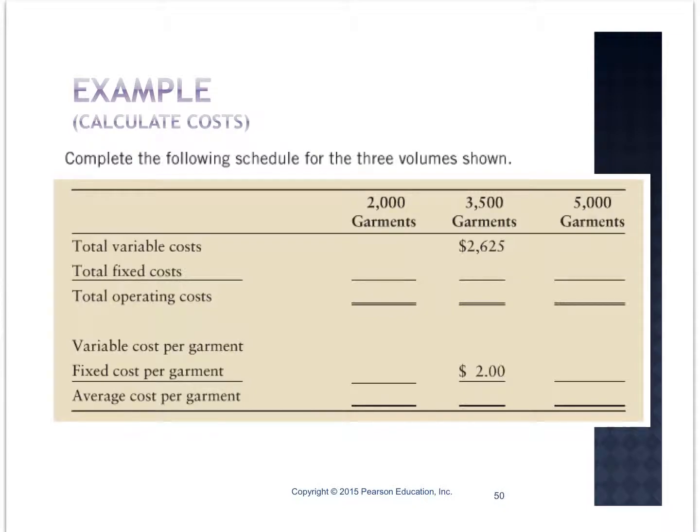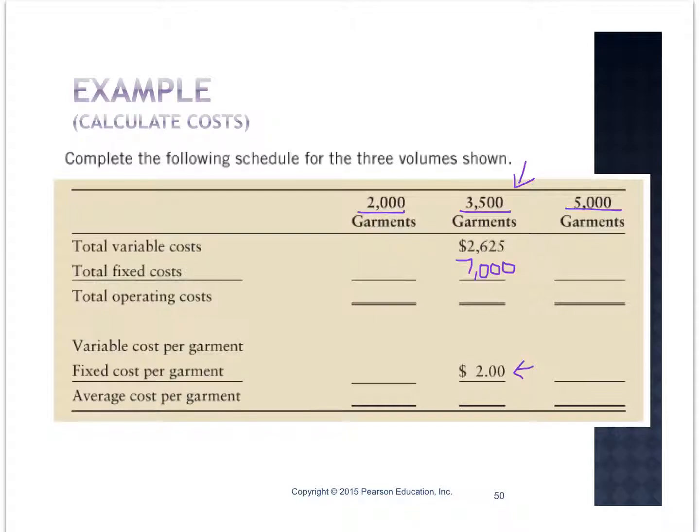Let's take a look at an example. Here we've got information for a dry cleaner, and we've got three various levels: 2,000, 3,500, and 5,000 garments that are cleaned. So we're going to be calculating various pieces of information. Let's start with the 3,500. If we cleaned 3,500 garments and each garment had a fixed cost of $2 per garment, we multiply those two for total fixed costs of $7,000.